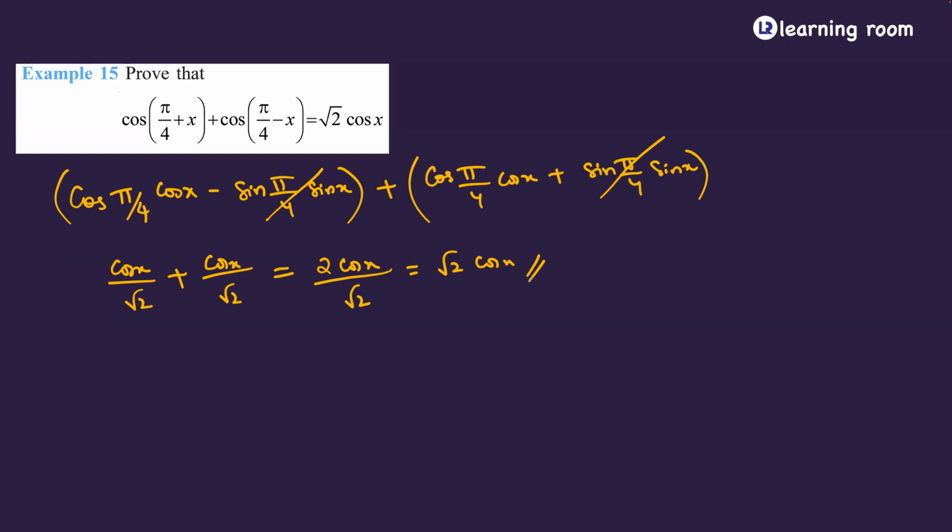2 by root 2 now. Cos pi by 4 is 1 by root 2. Cos 45 is 1 by root 2 into cos x. That is why cos x by root 2. Is that clear? Yes, sir.